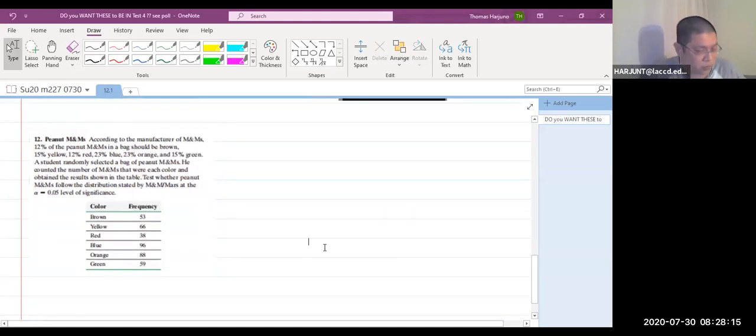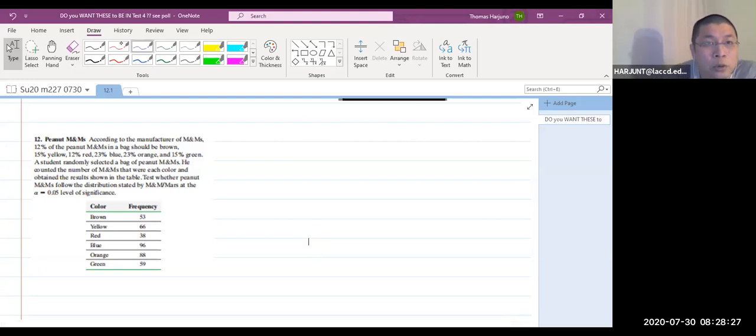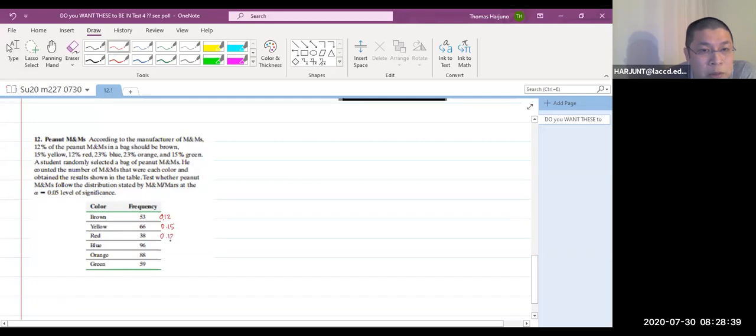Okay, let's see here. According to the manufacturer of M&M, 12% of peanut M&Ms should be brown. So this should be 12% here. That's the proportion it's supposed to be. The yellow one is supposed to be 15%. The red one is supposed to be 12%. The blue one is 23%. The orange one is supposed to be 23%, and the green one is supposed to be 15%. That's the expected proportion.